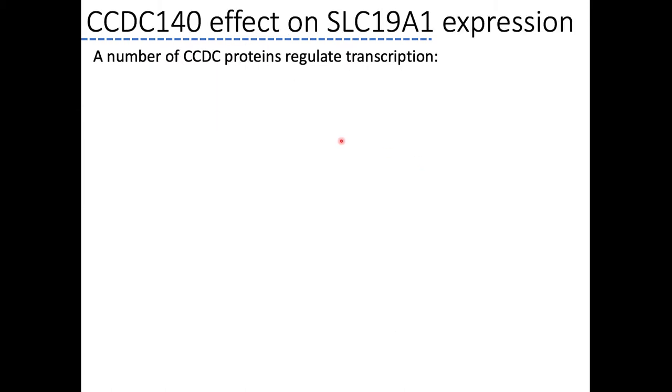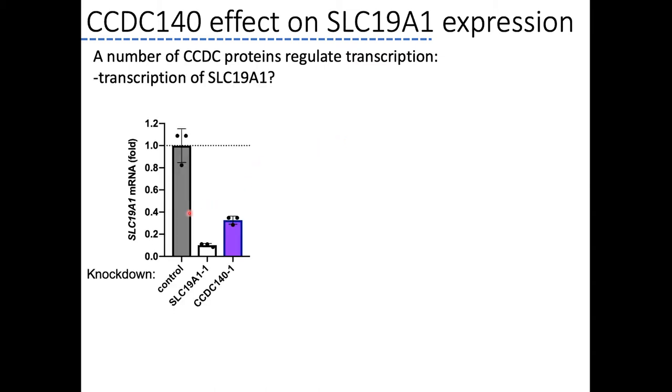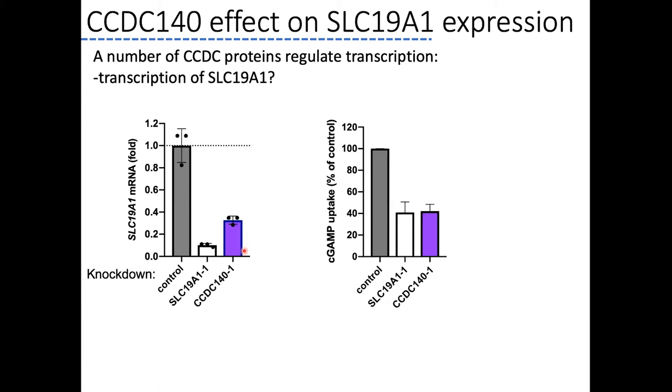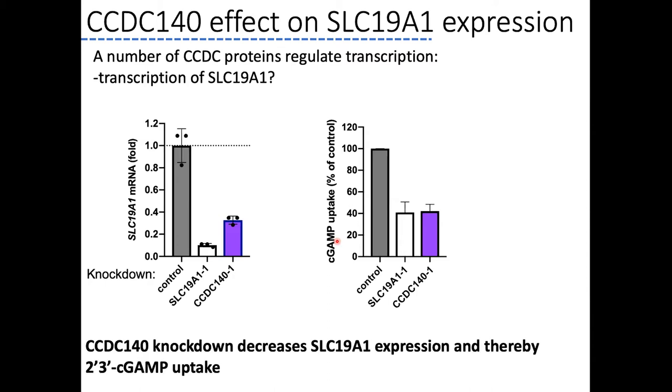So as said, a number of these CCDC proteins regulate transcription. So we wondered if it actually may regulate the transcription of SLC19A1. And that indeed seems to be the case. So SLC19A1 mRNA expression in cells depleted for CCDC140 is highly reduced. And this translates into a reduction in the uptake of cGAMP. So this preliminary data suggests that CCDC140 depletion blocks transcription of SLC19A1 and thereby the uptake of cGAMP.